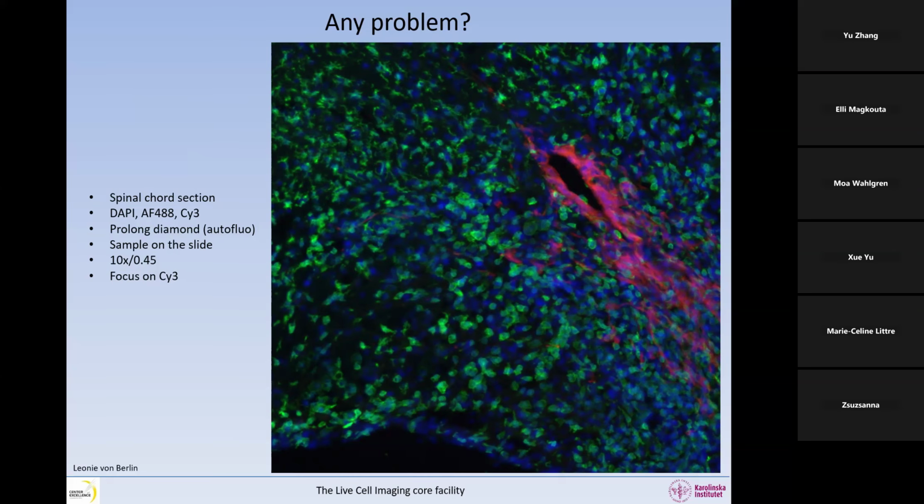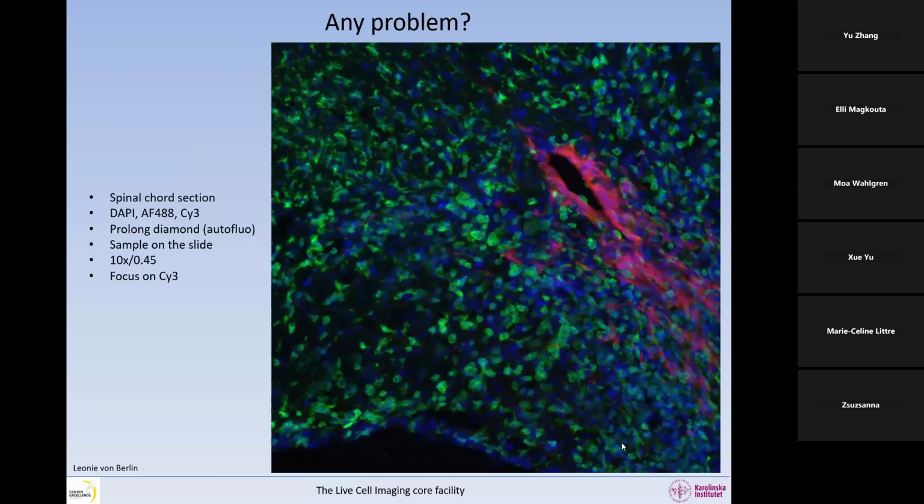And the sample was on the slide, not on the cover slip, unfortunately. And she was using a 10x objective NA 0.45, so it's an air objective. And she was focusing on the red. Can anyone tell me if there is something wrong with this image? It's difficult to see. I don't know if it's the image per se, but it seems like on the top left corner, the contrast is higher than on the bottom right.